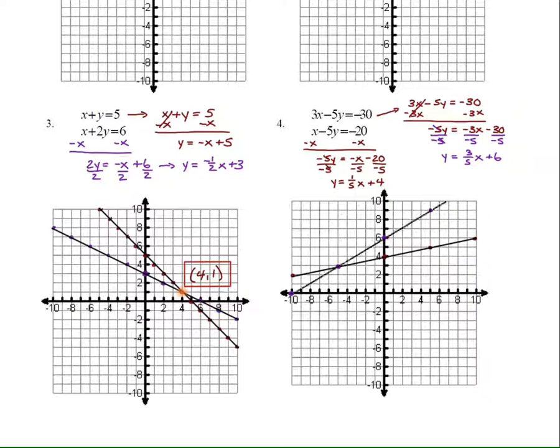Go to positive 6. Go up 3, right 5, or down 3, left 5. There would be my line. And what I should see is the intersection point at (-5, 3). And that would be the process of solving a system of equations by graphing.